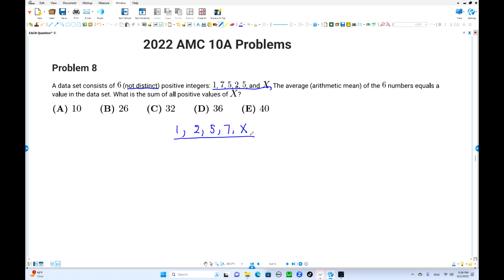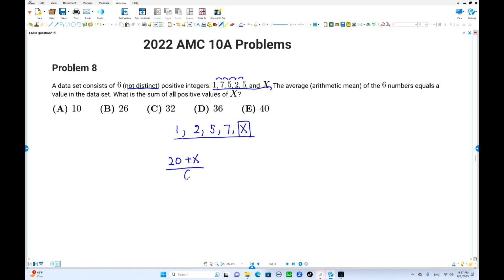So the question is: what is the sum of all positive values of x? We're going to find the positive values of x. Now check it out. What is the sum of all these numbers? 8, 13, 15, 20, right? The sum of the numbers is 20 plus x.